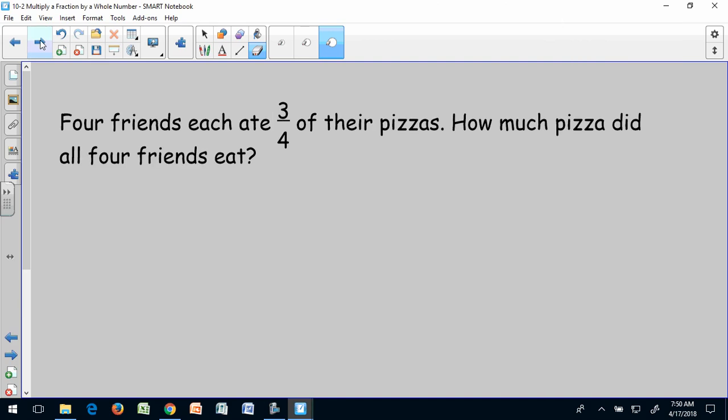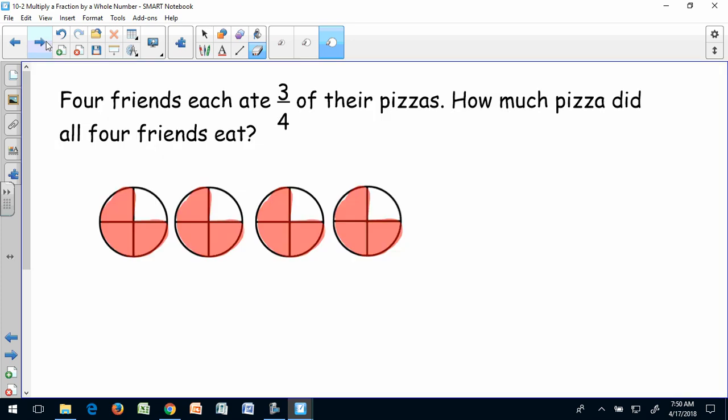4 friends each ate 3/4 of their pizza. How much pizza did all 4 friends eat? So if I were to draw a model for this problem, I would have 4 pizzas, each cut into fourths, because my denominator is 4, and I'd color in 3/4 of each one. If I count up all the fourths of pizza that the children ate, I know that they ate 12 fourths.